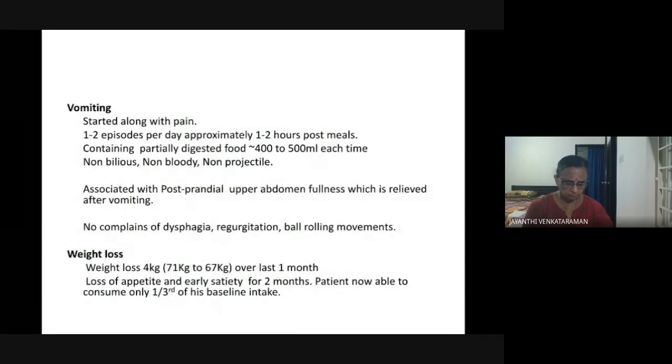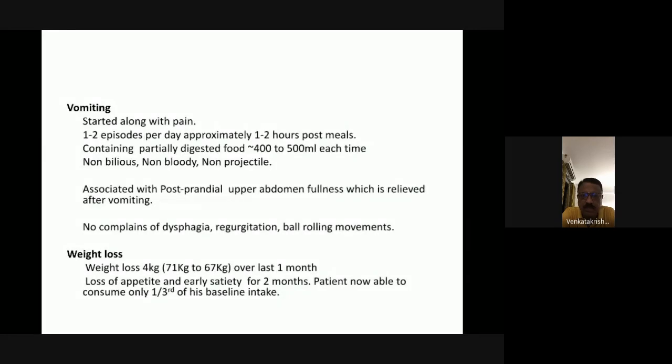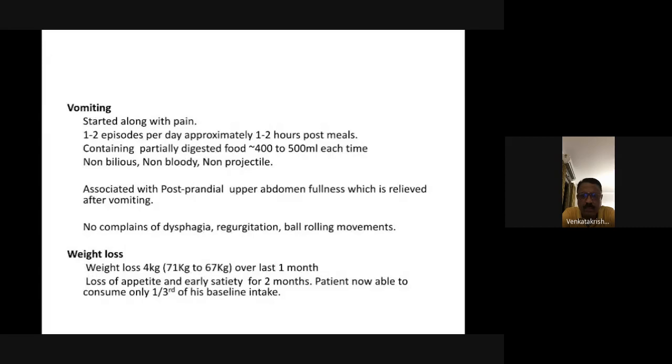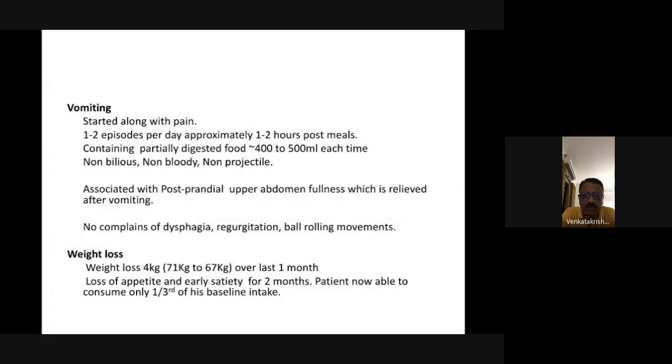The patient does not complain of any dysphagia, regurgitation of food, or any ball rolling movements in the abdomen. The patient also gives history of weight loss, around 4 kg over the past 1 month, from 71 kg to 67 kg. He also says he has associated early satiety and loss of appetite. On asking, the patient says even before the onset of pain, for the past 2 months, he feels that his appetite is reduced because of early satiety. The patient is now able to consume only about one third of his baseline intake as compared to what he used to eat 2 months back.